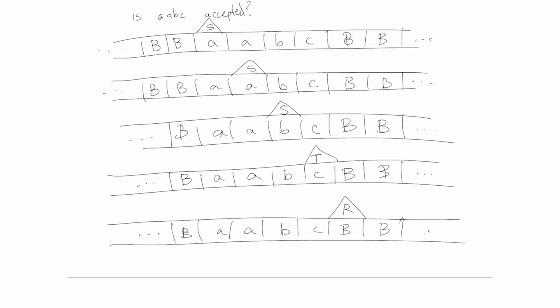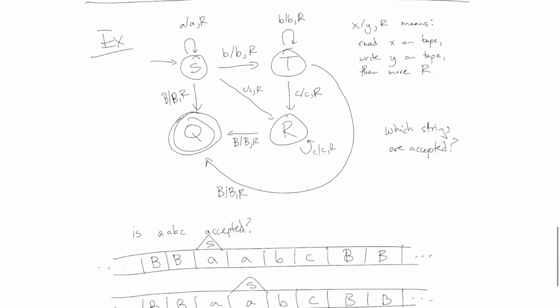I hope you don't mind, one of the states is called R, and R is also the letter that we use for the right. That's not confusing. All right. What next? Okay, I'm in now state R, and I see a blank. That means I'm gonna follow this arrow, BBR, to state Q.